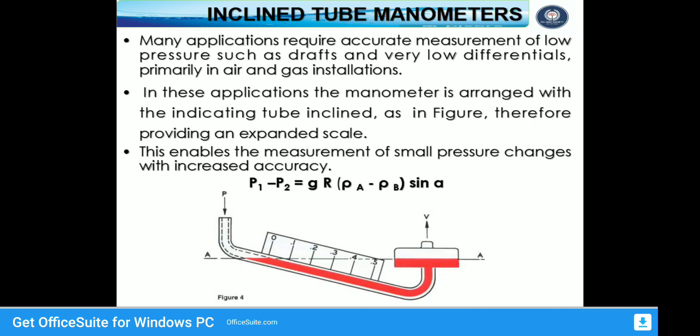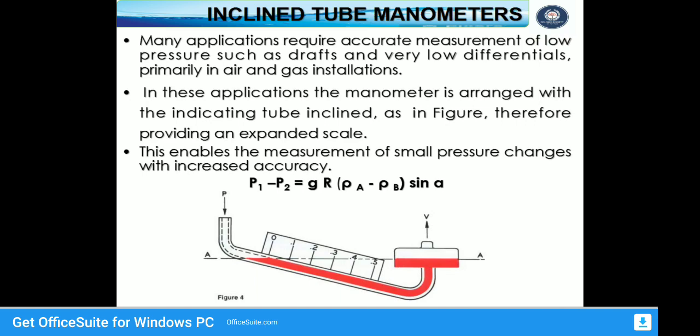Now, the last type is the inclined tube manometer. Many applications require accurate measurement of flow pressure, such as drafts and very low differentials, primarily in air and gas installations. In these applications, the manometer is arranged with the indicating tube inclined as in the figure, therefore providing an expanded scale. This enables the measurement of small pressure changes with increased accuracy.